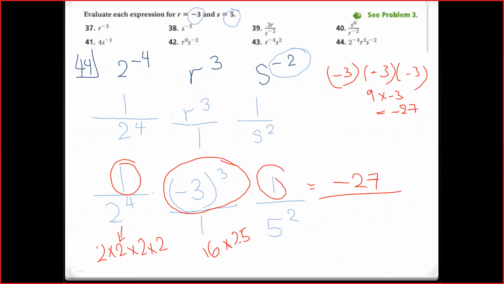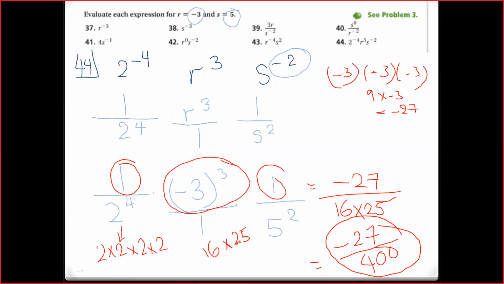So it is 16 multiplied by 25. Well, there is no time. Then you have to multiply it. After that, you will find the answer. It's going to be 27 over 400. Is it this one? Negative 27 over 400.